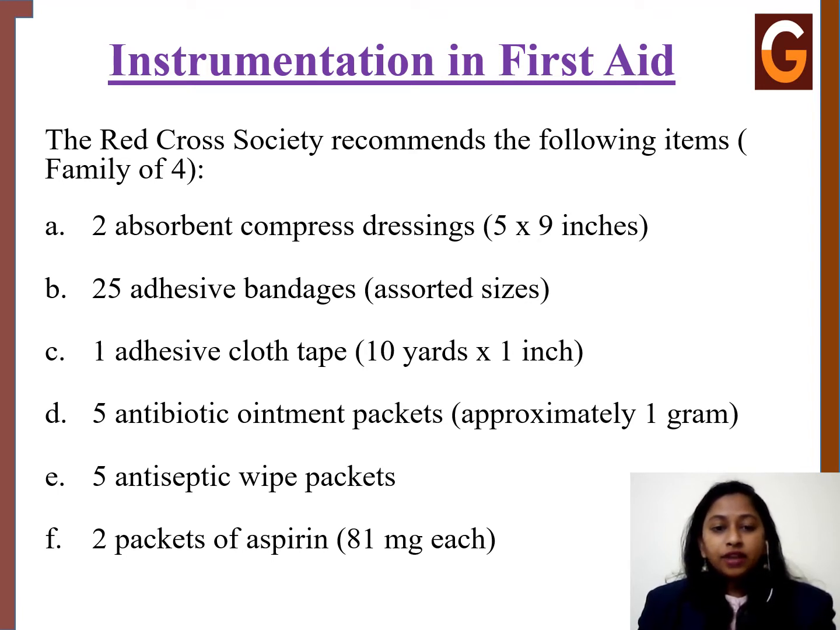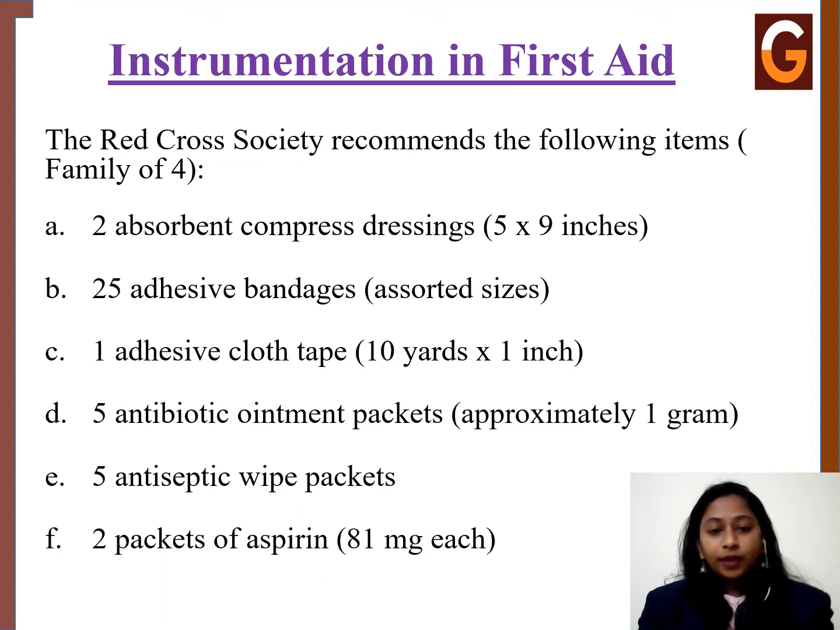Second is the 25 adhesive bandages. You should make sure the bandages are available inside the first aid kit, 25 in number. One adhesive cloth tape, 10 yards by 1 inch. This has to be there because if we run out of cotton gauze, we can use the cloth tape as an alternative. Then 5 antibiotic ointment packages, just to make sure infections are limited.